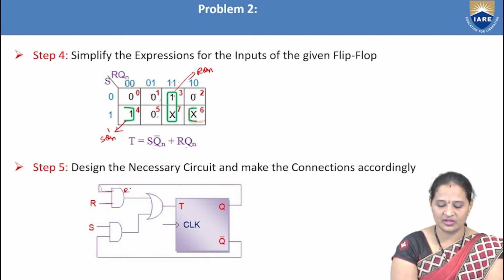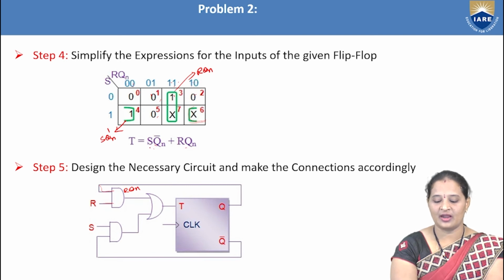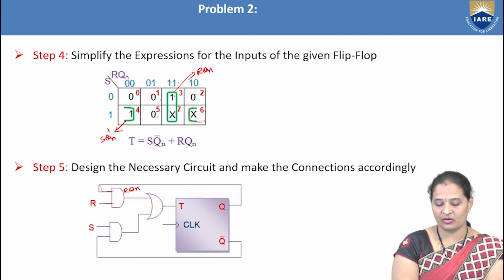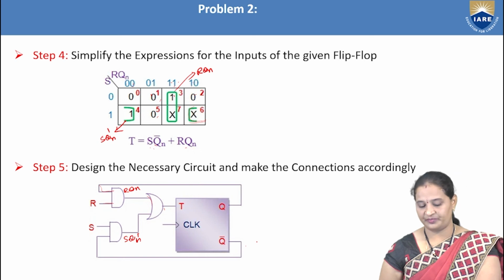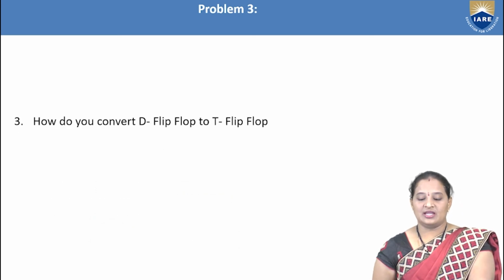So what is this one? This is R, QN. And to another AND gate, S and QN complement are the inputs. So what is the output of this one? S and QN complement. So R QN plus S into QN complement is given as input to the T input of the flip-flop. So this is the OR gate we have used. This is the conversion.